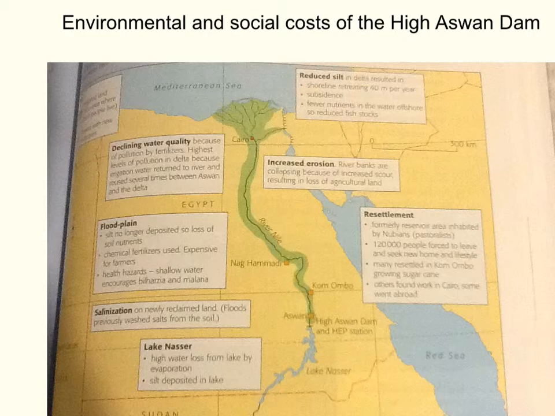The reduced silt in the delta area results in shorelines retreating 40 metres per year and fewer nutrients in the water off shores, so this reduces the fish stocks in those areas. It can also lead to increased erosion because riverbanks are collapsing because of increased scour, resulting in a loss of agricultural land. And finally, it may, for local residents, result in resettlement.